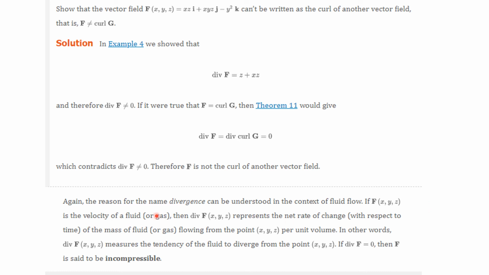Now, the reason for the name divergence can be understood again in the context of fluid flow. If capital F of x, y, z again is the velocity of a fluid or gas, then the divergence represents the net rate of change with respect to time of the mass of fluid flowing away from this point per unit volume. In other words, the divergence of F measures the tendency of the fluid to diverge, move away from the point x, y, z. If the divergence equals 0, then we say that F is said to be incompressible.